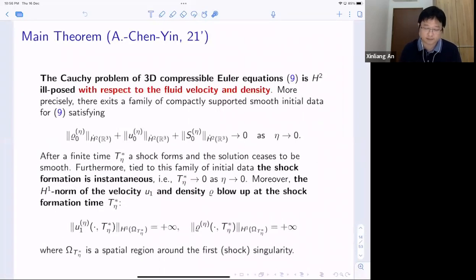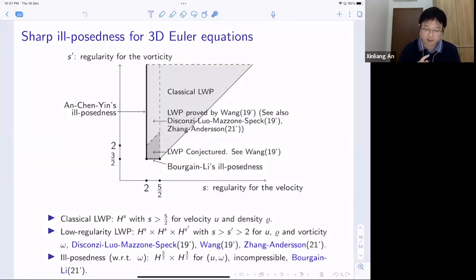So if we restate everything in more mathematical terms, we have a similar result to what we just said before. We construct a family of initial data such that as the parameter goes to zero, the data goes to zero, but we will have instantaneous shock formation. As it goes to zero, the shock formation time shrinks to zero, and some H1 norm will blow up.